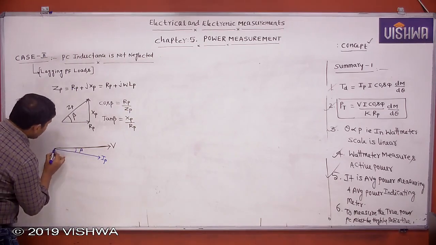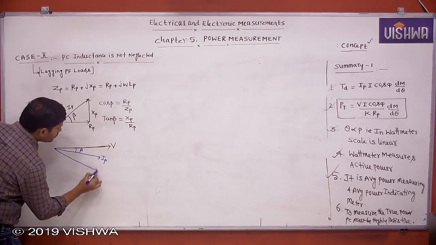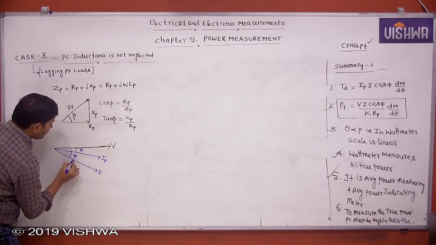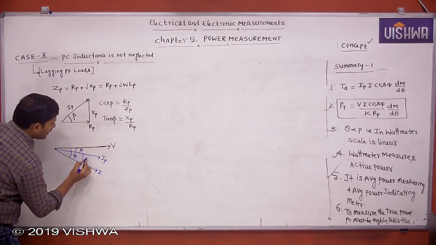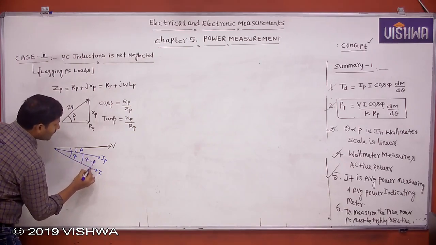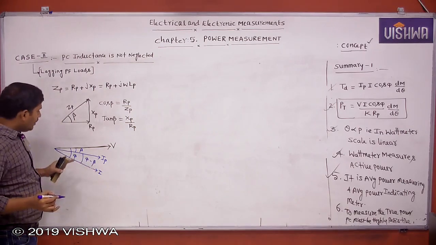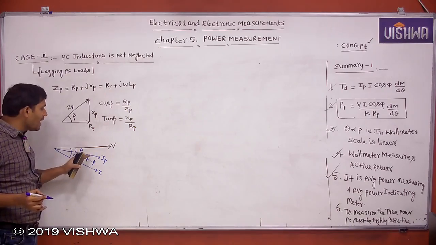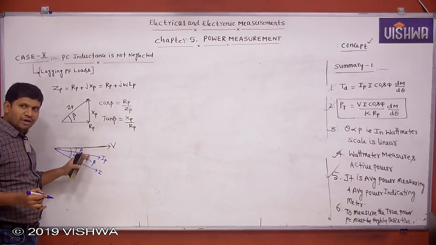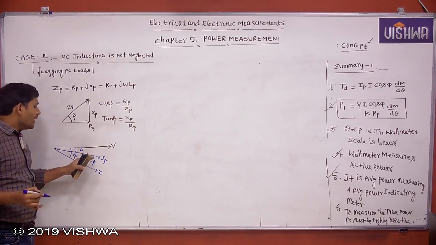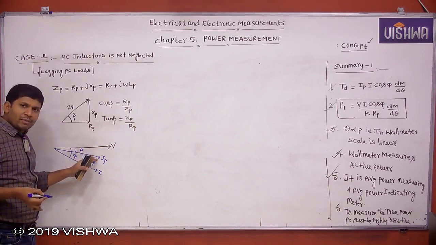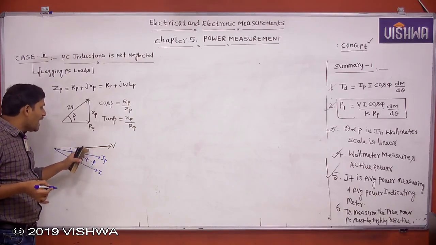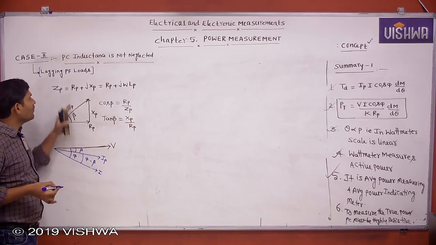Then what about the load current? The load current also lags the voltage by the angle phi. Now, what is the angle between Ip and I? Phi minus beta. This is small, this is large. As compared to the load inductance, the pressure coil inductance is very small. It is a negligible inductance. But I want to do an exact analysis, that's why I am considering this angle also. Ip lags V, and I also lags V, because of the lagging loads.